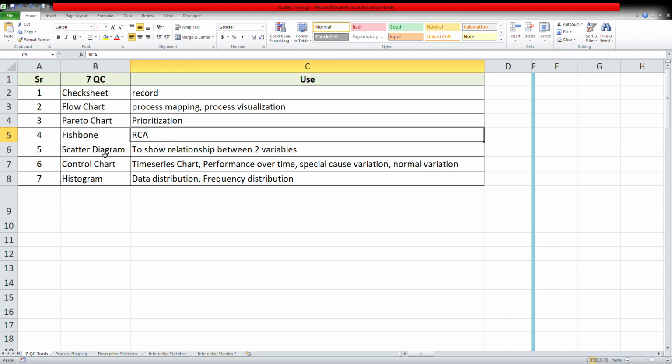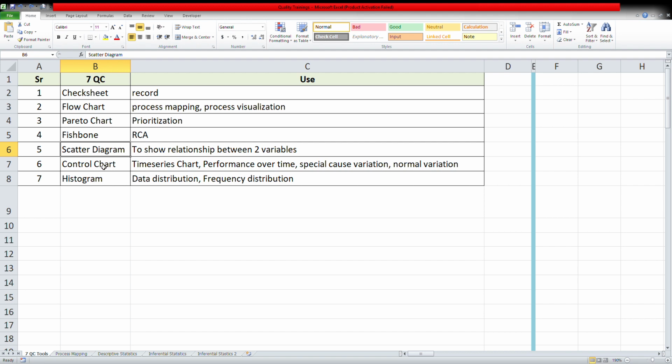Scatter diagram is generally used to show the relationship between two variables. For example, we have AHT as one variable and tenure as the second variable. We can see how tenure is impacting our AHT, whether a reduction or an increase in tenure has any impact, whether my AHT is increasing or decreasing with tenure, right? So we can use scatter diagram to see that relationship.